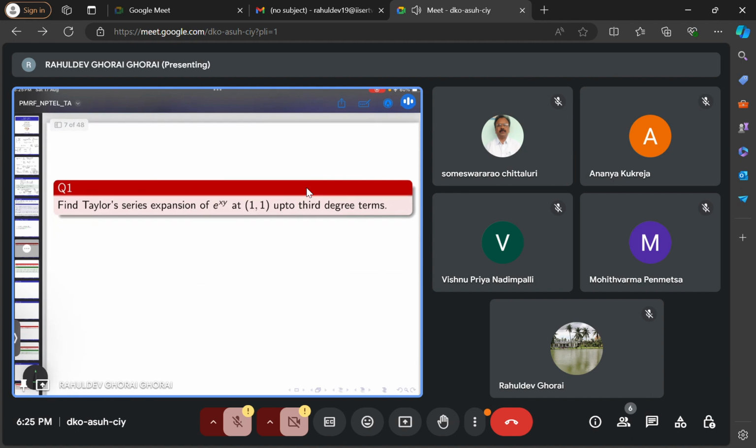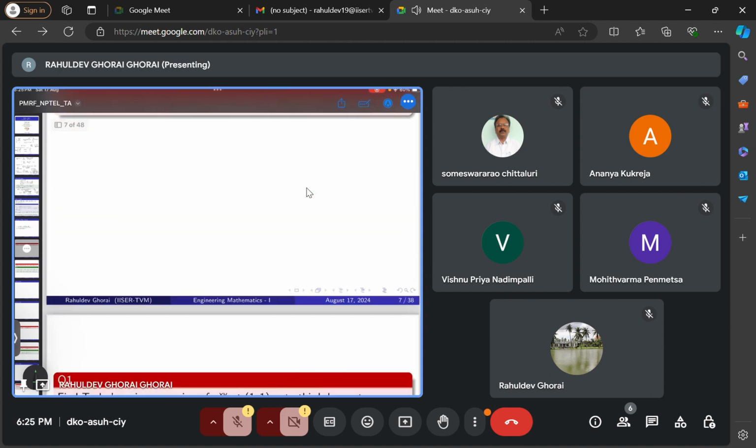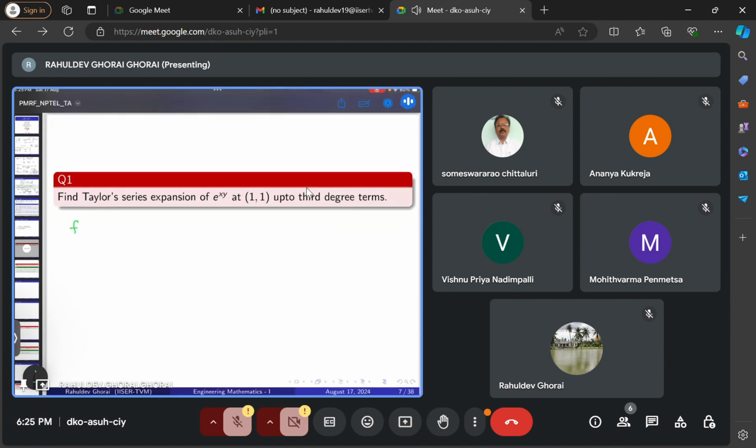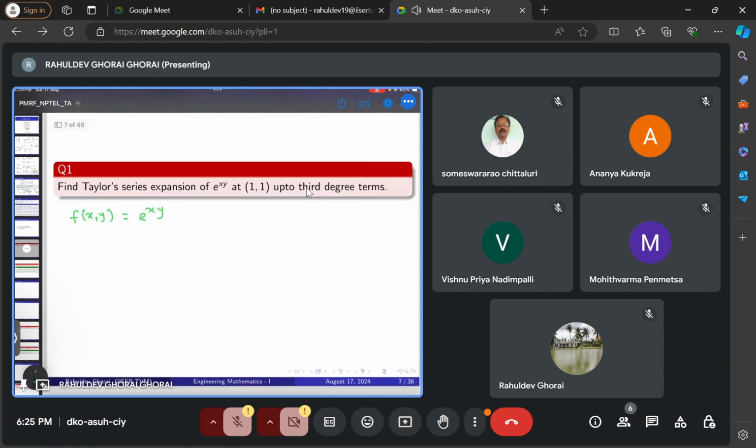So let's start with the first question, which is Taylor's expansion of e to the power xy at 1 up to third degree terms. What is your f of x, y? f of x, y is e to the power xy. Now we have to take up to third order terms, which means you have to go up to third degree polynomials. First of all, let's do the derivatives.